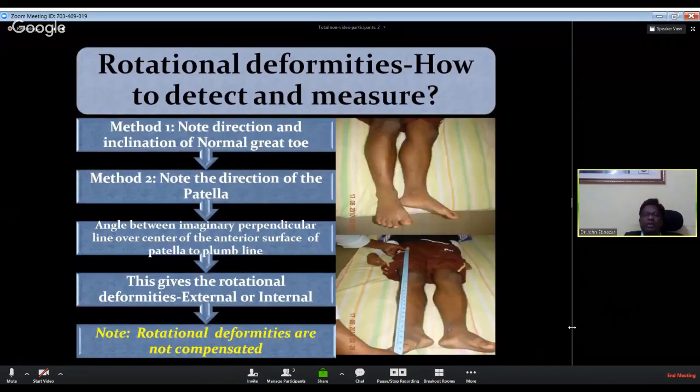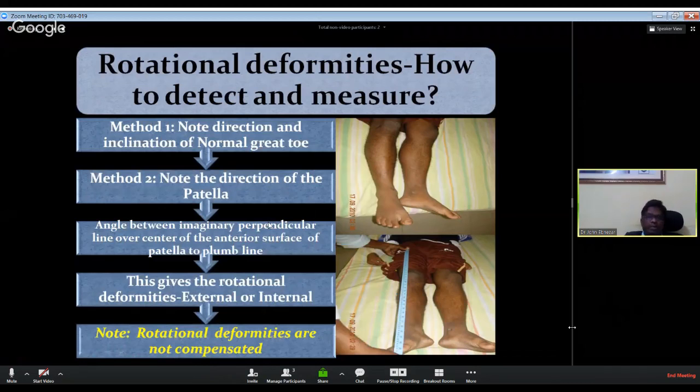Now comes the rotational deformities. How do you detect and measure them? There are 2 methods. The first one is to know the direction and inclination of the knob of the great toe. Where is it pointing, and whether it points outwards or straight. So that is method number 1.